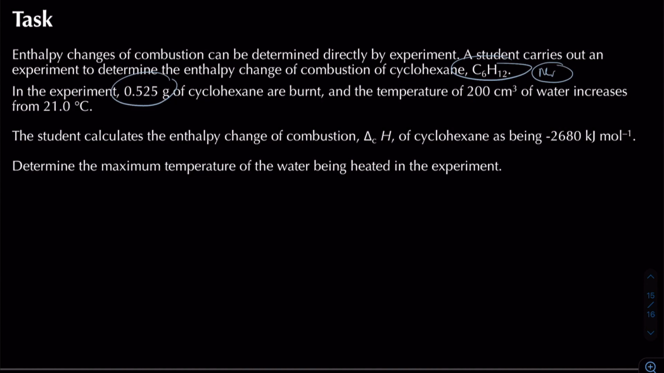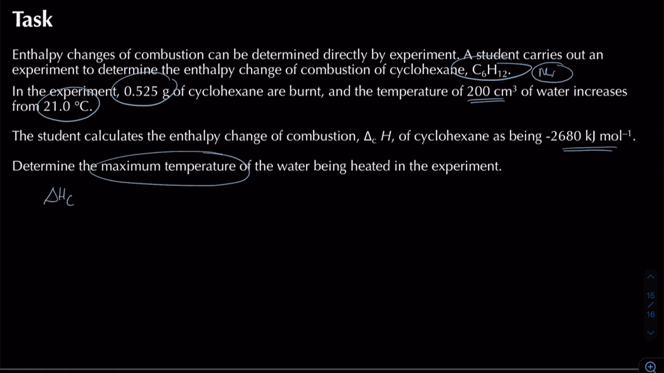We're also told that the temperature of 200 centimeters cubed of water increases from a temperature of 21 degrees Celsius, and the student calculates the enthalpy change of combustion, delta HC, of cyclohexane as being minus 2680 kilojoules per mole itself. We're asked to determine the maximum temperature of water being heated in the experiment. So again, we're going to be working backwards in this case, so we need to start off by thinking about our equation.